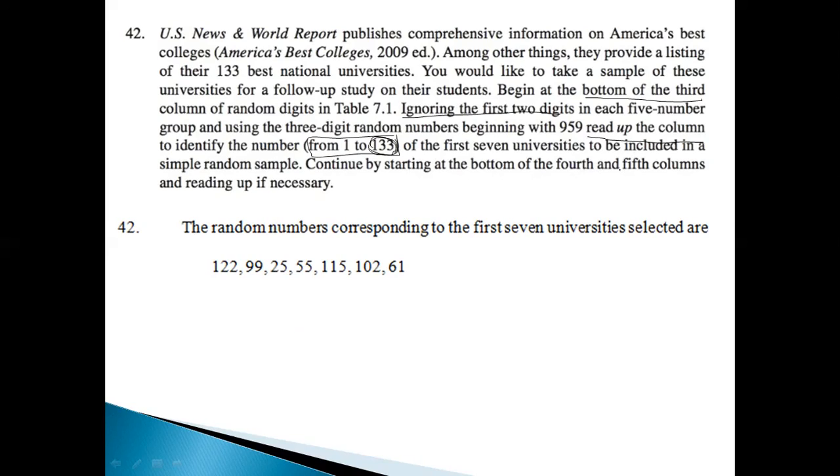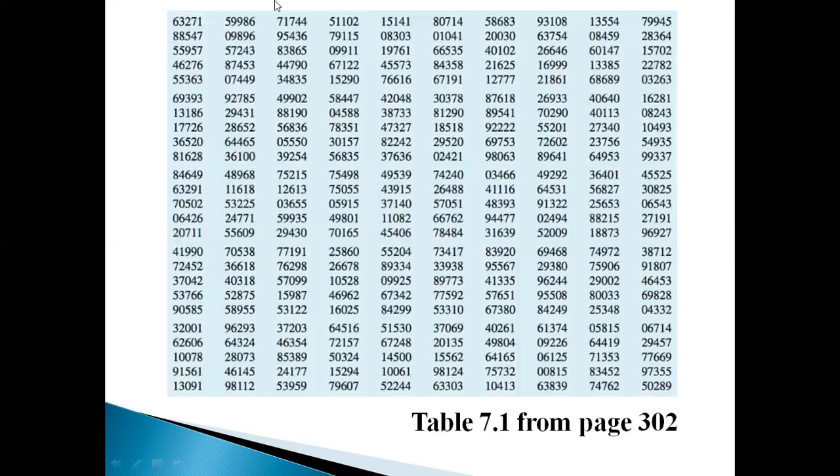Continue by starting at the bottom of the 4th and 5th columns and reading up if necessary. So once we get it done with the 3rd one, start back at the bottom of the 4th, read up, then go to the bottom of the 5th, read up, and keep going like that. So we had to start at the bottom of the 3rd, and we want to ignore the first 2, so we don't worry about those. We're only worried about that last number. So 959. Well, can we use that? Well, it's greater than 133, so no. Then we have 177, 389, 354, 203. So here is one, 122.